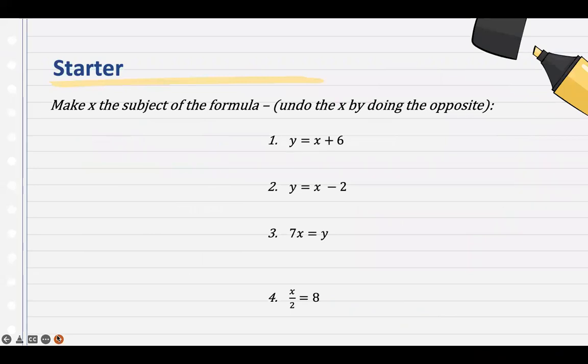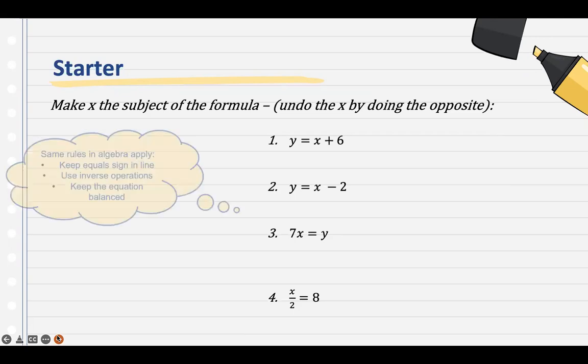So as a starter, what I'd like you to do is make x the subject of the formula. So make it like x equals. Each of these needs to become x equals. And a clue to be able to do this is to just undo the x slowly, but keep the same rules that you've learned in algebra. So keep the equal sign always in line, use inverse operations, and try to keep the equations balanced. So have a go.